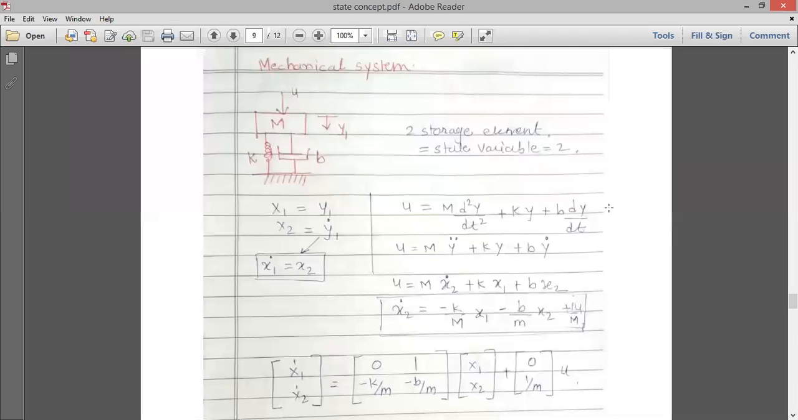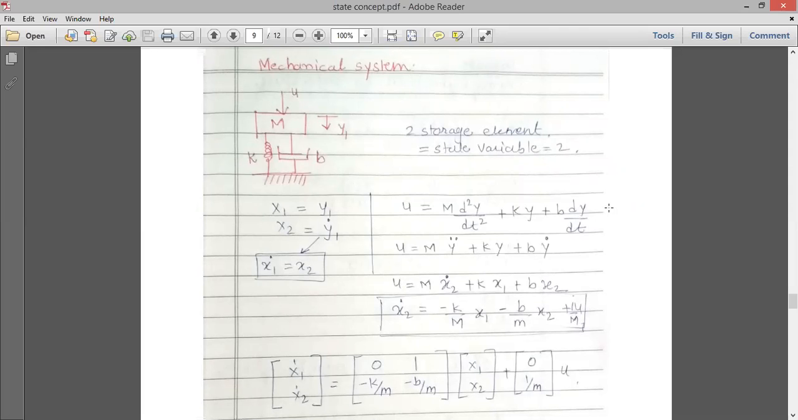Hello friends, in this video we will study how to write the state model for a mechanical system in physical variable form. For physical variables, we have to assume the number of state variables equal to the number of storage elements.